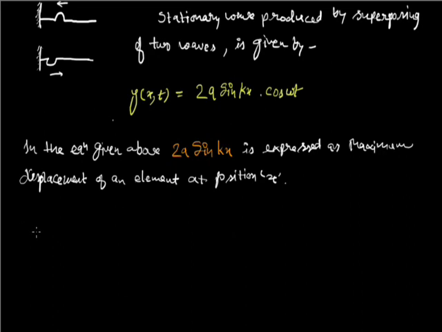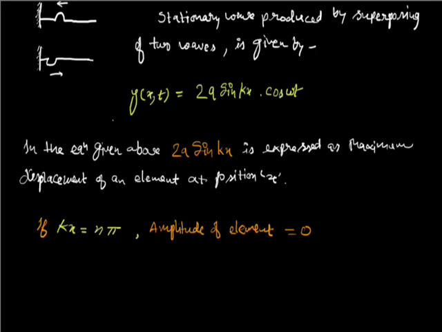Now, there are two conditions for the value of kx. The first is if kx equals n pi, then the amplitude of the element will equal 0, because the value of sin kx, which is sin n pi, will be 0.